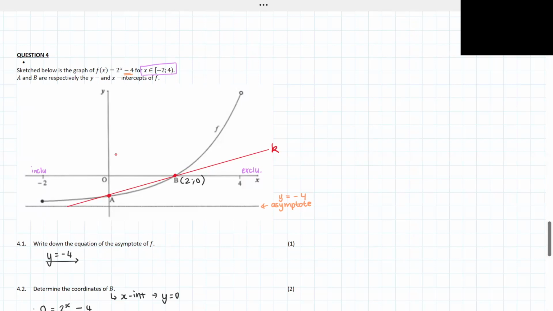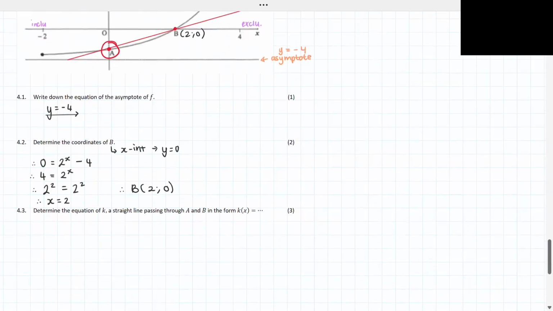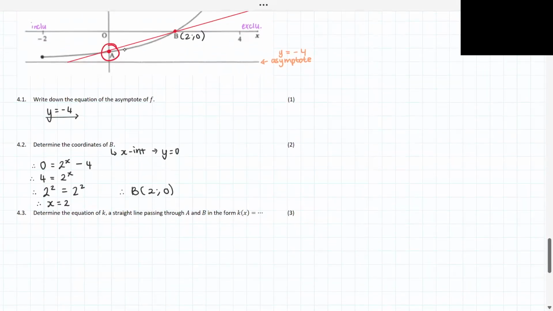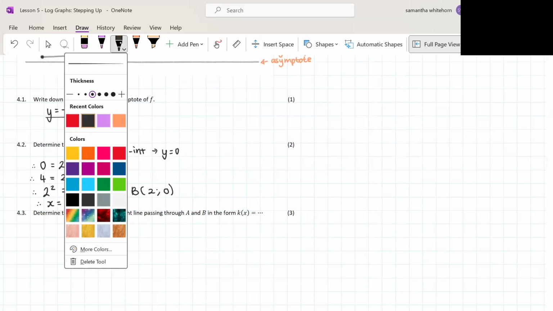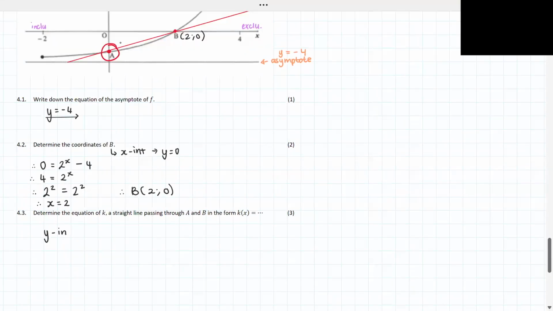Now, really importantly, we need to notice that it has the same y-intercept. So if we can figure out what the y-intercept of my exponential is, it's going to be exactly the same as my straight line, and that's half the information I need. So for us to find the y-intercept, as I've already said, we're going to make x equals 0. And so now we've got y is equal to 2 to the power 0 minus 4. And so the y-intercept is at negative 3. So that means A has a coordinate (0, -3).